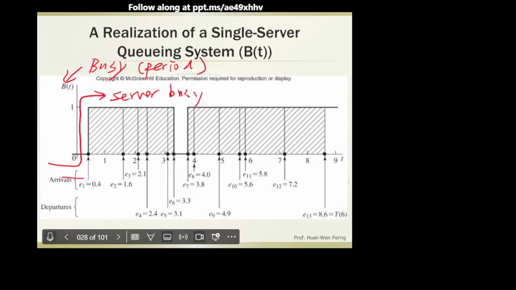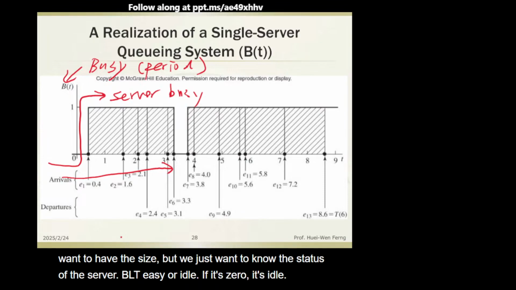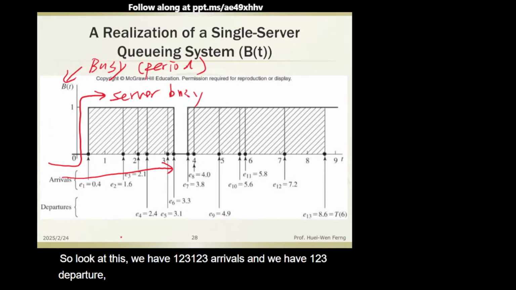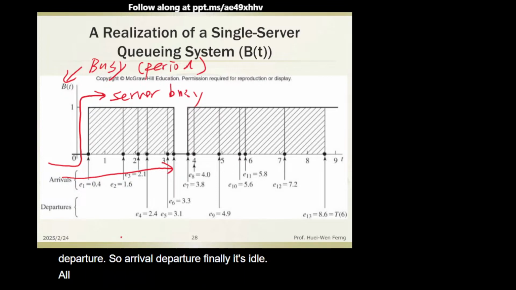All right, you can check the others. So I think we don't want the size, but we just want to know the status of the server, B of t, busy or idle. If it's 0, it's idle. So look at this. We have 1, 2, 3 arrivals, and we have 1, 2, 3 departures. So arrival, departure, and finally, it's idle. All right, so I think this concept is okay, right?